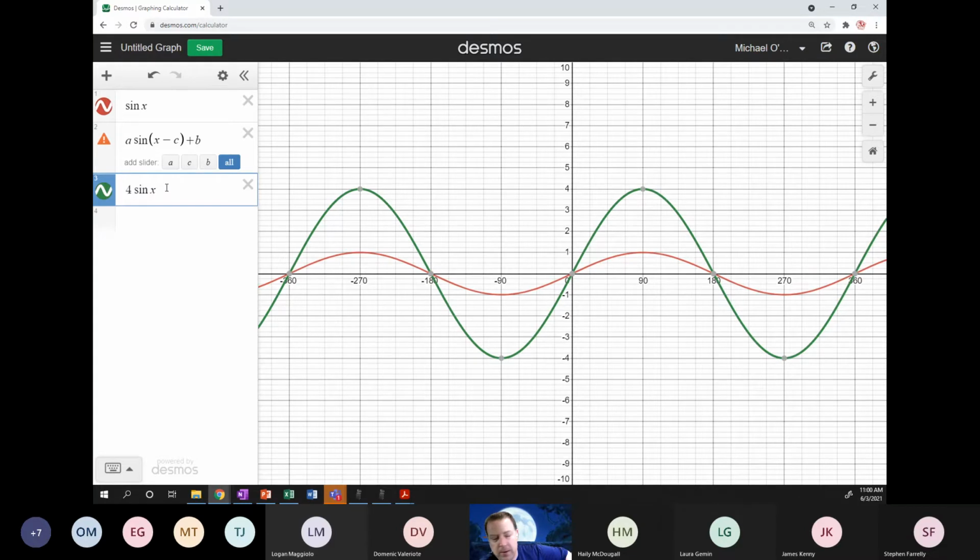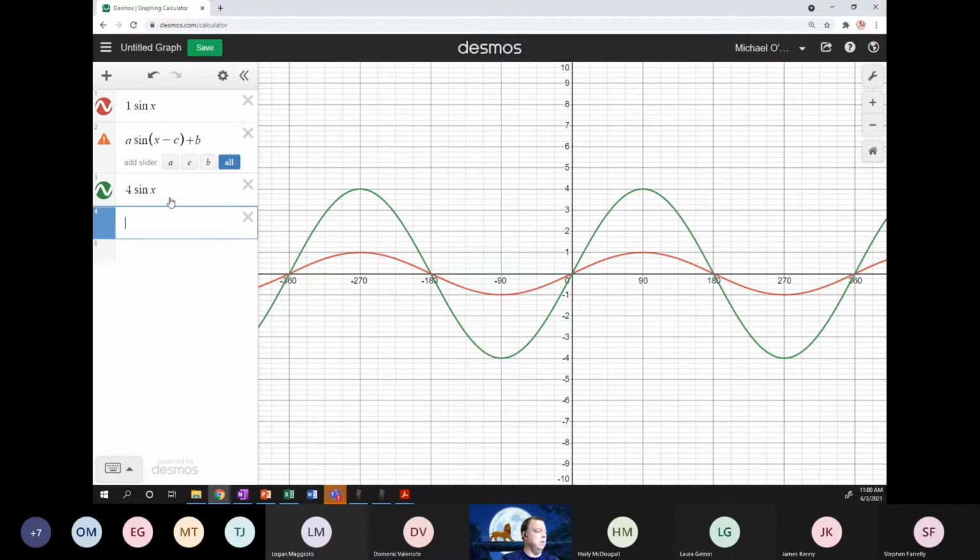Right? So the amplitude changes. So you can take a look here. That's how far it goes up and down, right? So from the axis of symmetry, which is in the middle here, it goes up 4 and down 4. Because really before, we don't write it there, but there's a 1 there.